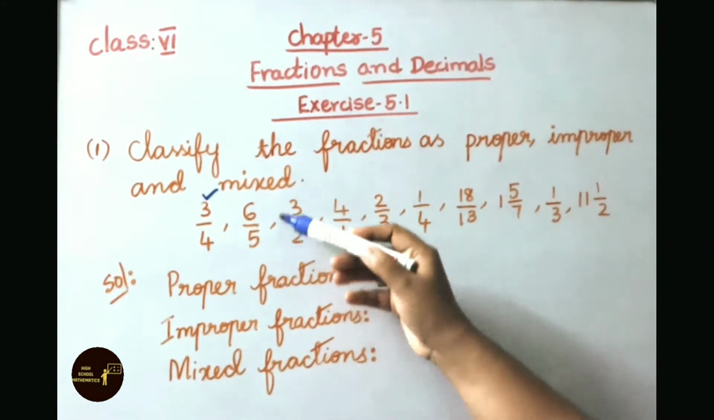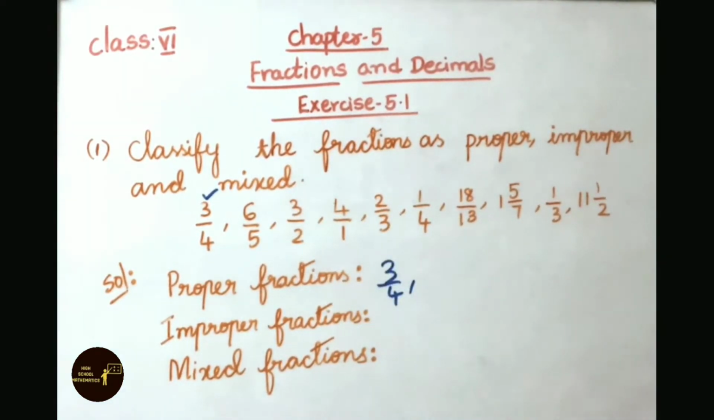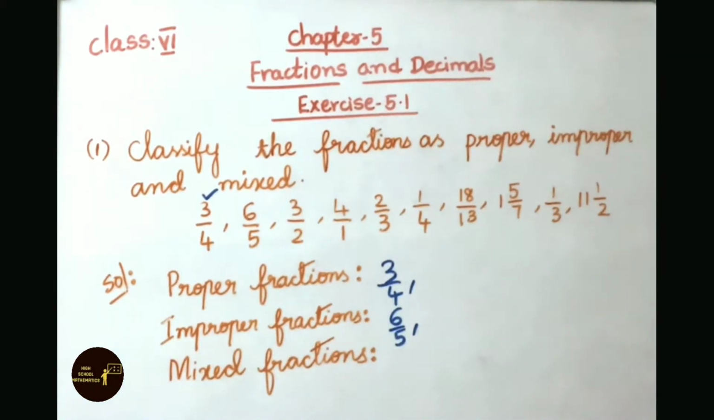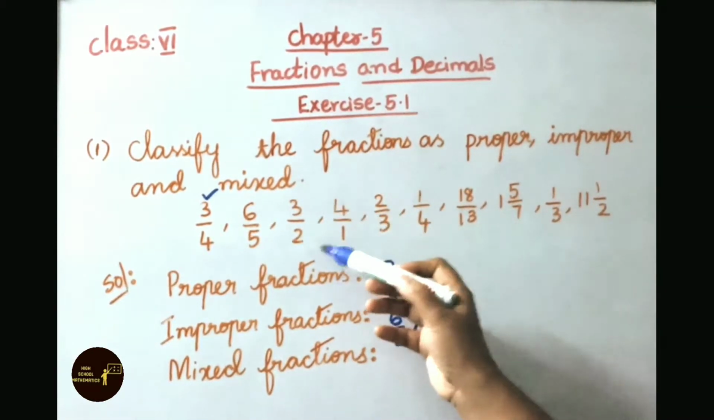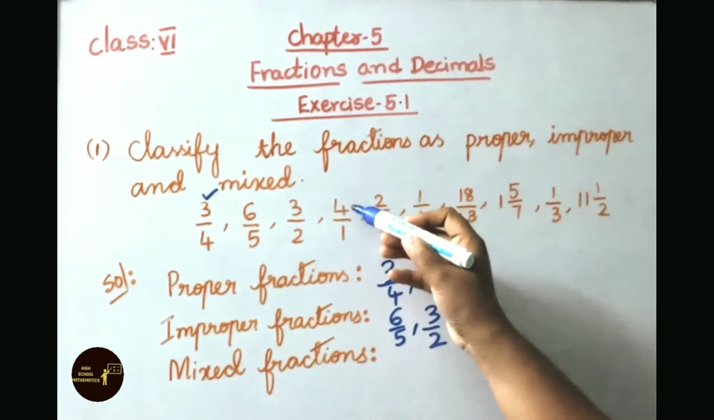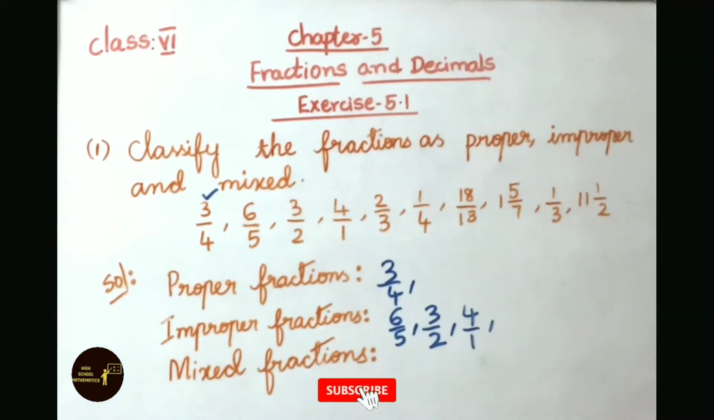6 by 5. Here numerator is greater than the denominator, so it is an improper fraction. Write down 6 by 5. Next 3 by 2. Numerator is greater than denominator. It is also improper. Here numerator is greater than denominator, so 4 by 1 is also an improper fraction.